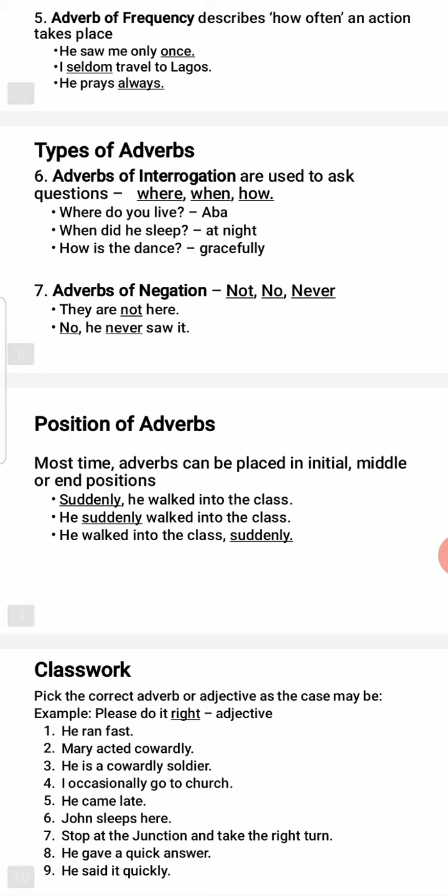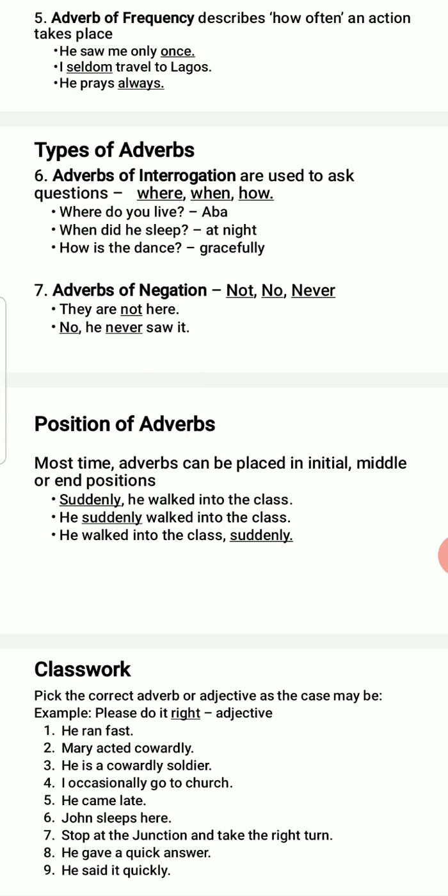Number 6, adverb of interrogation. Here we use this to ask questions. Interrogation means question. And I have examples like where, when, how. In other words, we can call these question words. We use them to start our questions. And I have questions here like, where do you live?